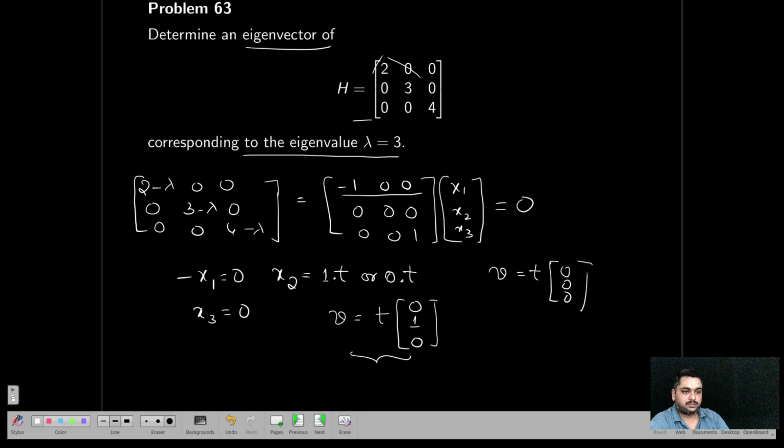So all zeros, this is not an eigenvector. Please remember this point. If I get all zeros, the zero vector is not an eigenvector. Cannot consider this. So this is the answer.